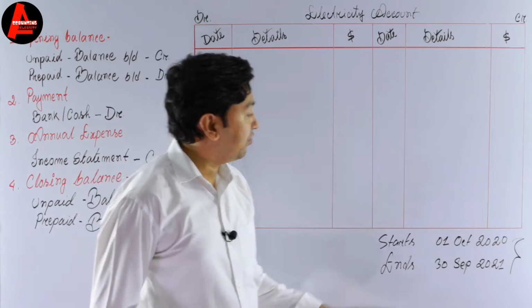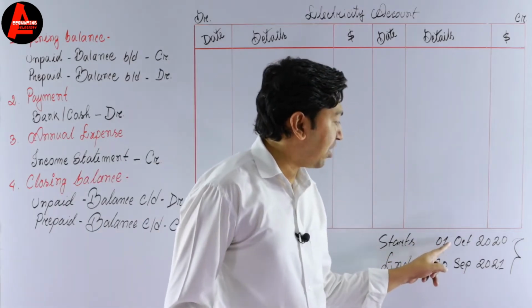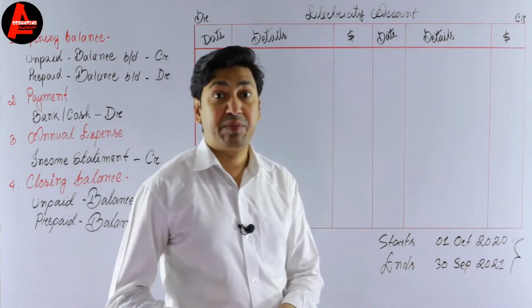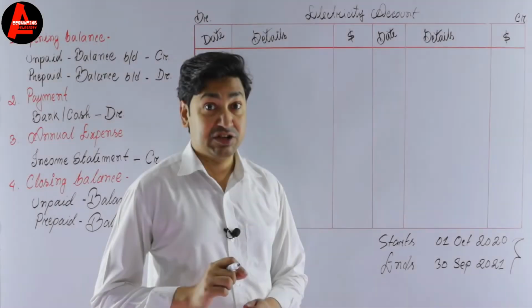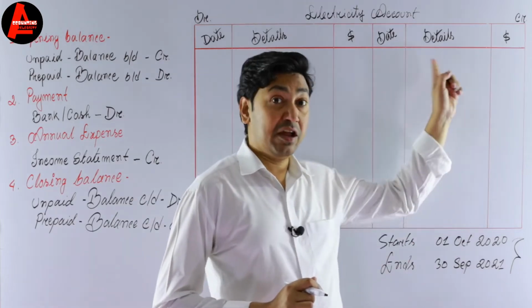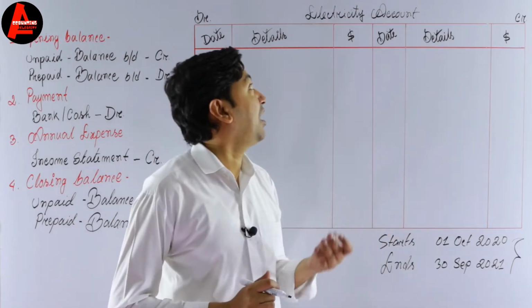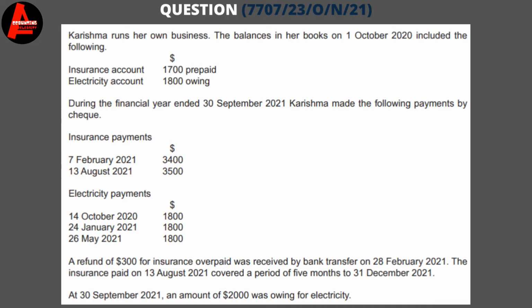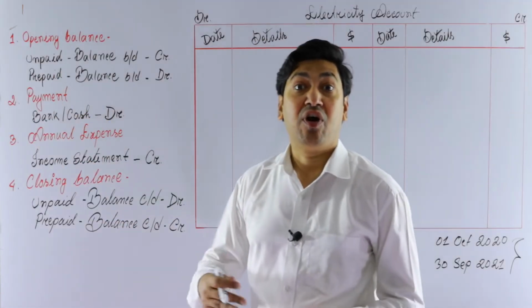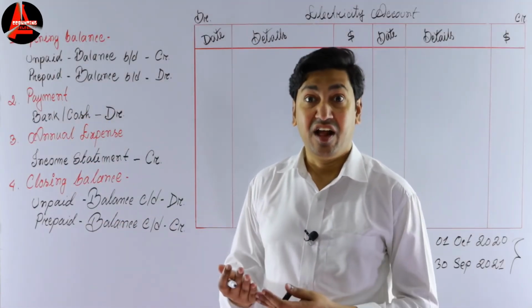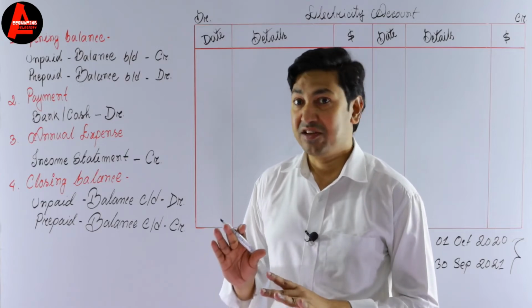Here we have balances on 1st October 2020. What balances do we have? Insurance account $1,700 prepaid. The insurance account tutorial we already finished; I'll put the link in the I button, so watch it and then come back here. What is next? Electricity account $1,800 owing. Don't be confused about the word owing. Owing means unpaid, due, outstanding, arrears. They all mean the same.